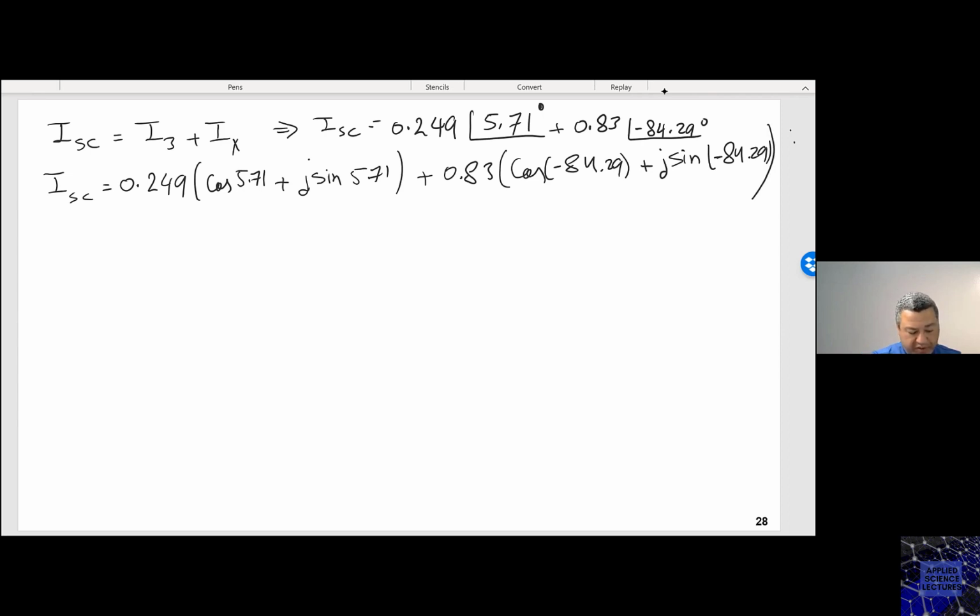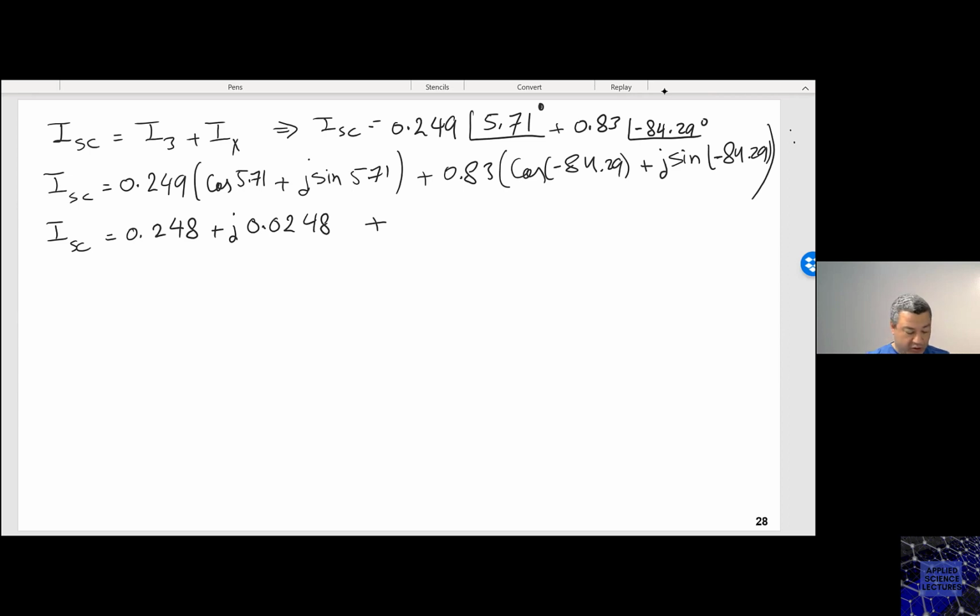So I short circuit as cosine 5.71 times 0.249 is 0.248, plus j sine 5.71 times 0.249, which is 0.0248.